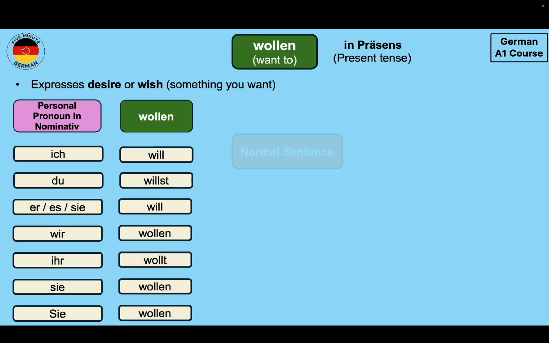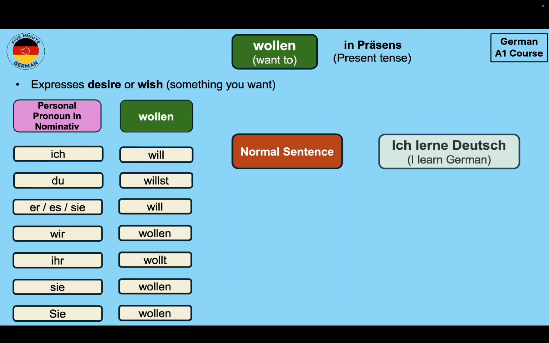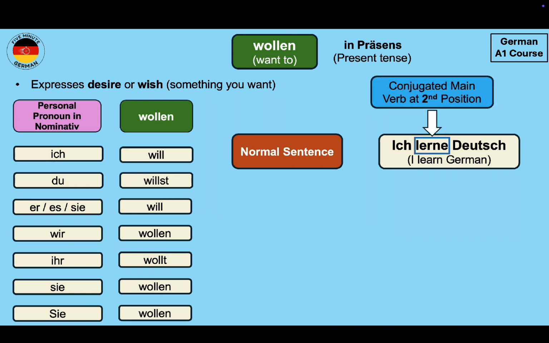So a normal sentence without the modal verb will be Ich lerne Deutsch. This is the same example that we saw earlier. So I learn German. Now in this sentence, lerne is the conjugated main verb which comes at the second position. And we know that in German, the verb always comes at the second position.